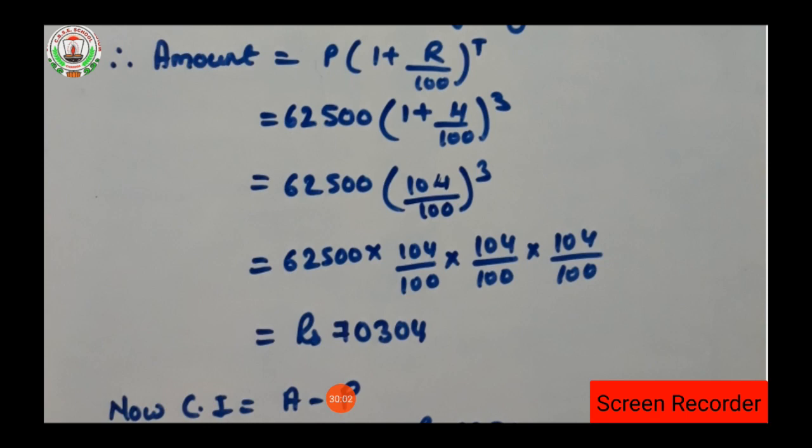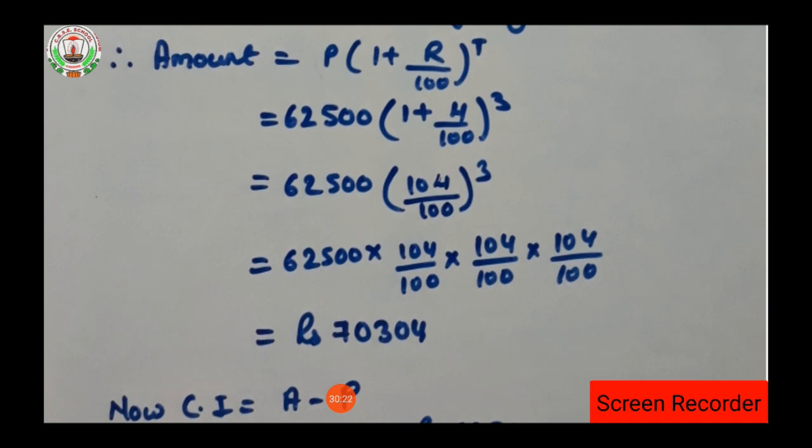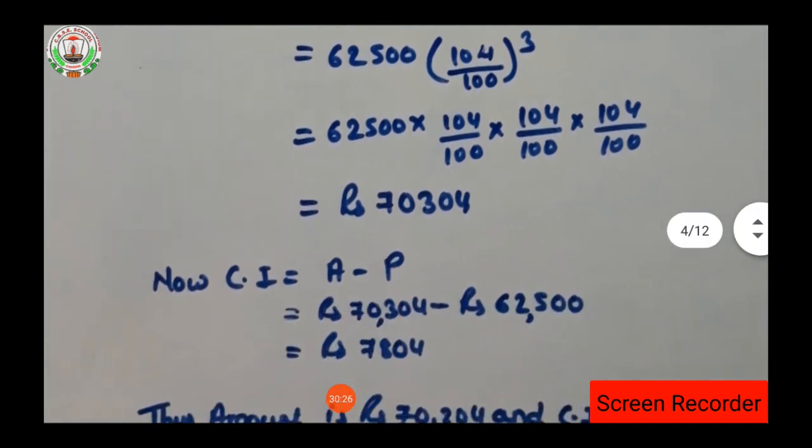So while solving the equation, how much will the answer come? That will become rupees 70,304. Clear? You can solve it by first cancelling all the zeros, then cancel by the table of 2 and then by the table of 5, then divide, and the answer will come 70,304 rupees.